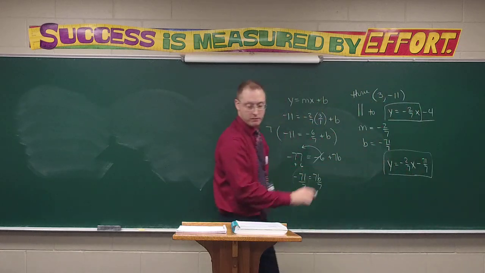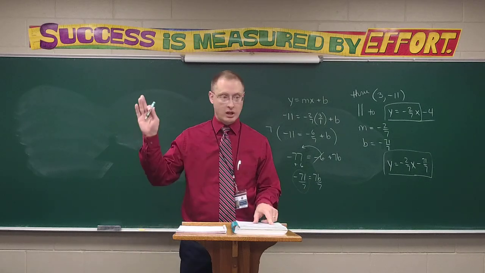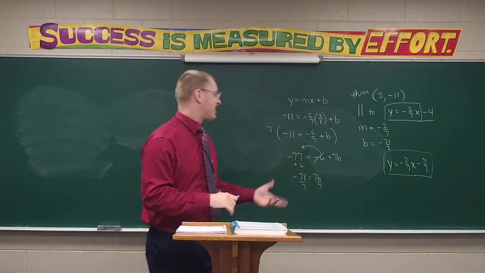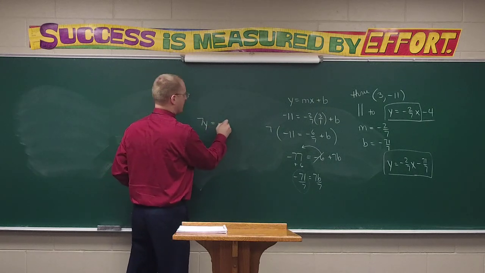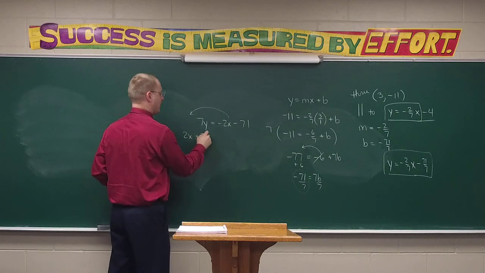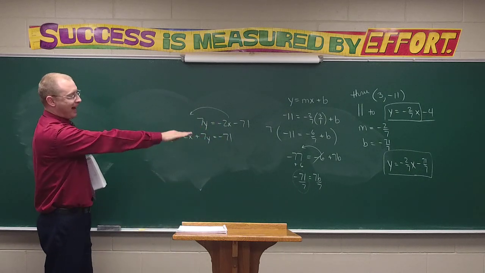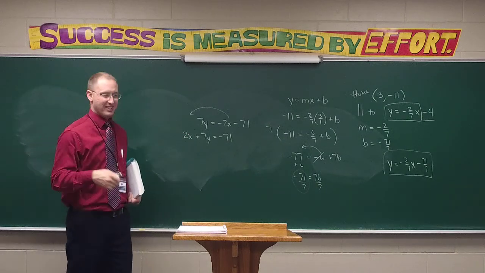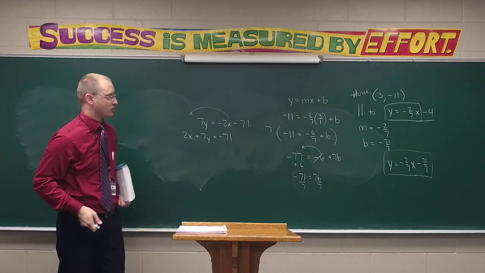How many have this equation for number 11? Now it did say to write the answer in standard form, so we could have multiplied everything by 7 to get 7y equals -2x minus 71, and then just move the 2x forward to get 2x plus 7y equals -71. That's what the book was looking for. I'm usually content with the slope-intercept form. On the test, since I write the test, I'm not going to ask for standard form. I'll let you leave it in the slope-intercept form.